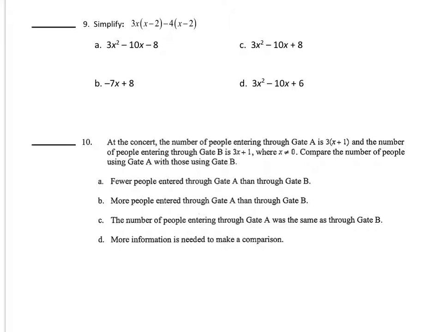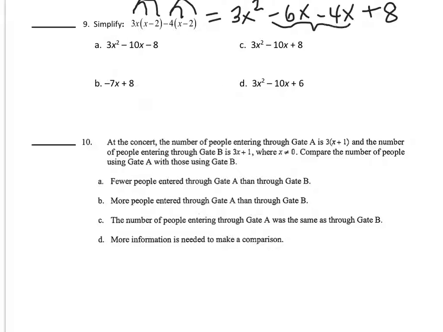All right, number 9 just says simplify. So you're going to start by getting rid of the parentheses. 3x times x to the first gives me 3x squared. 3x times negative 2 gives me negative 6x. Negative 4 times x gives me negative 4x. And negative 4 times negative 2 gives me positive 8.